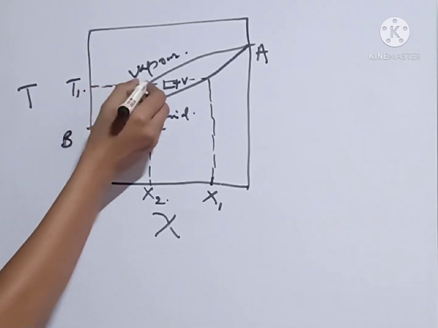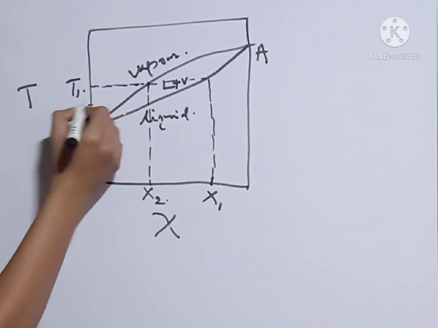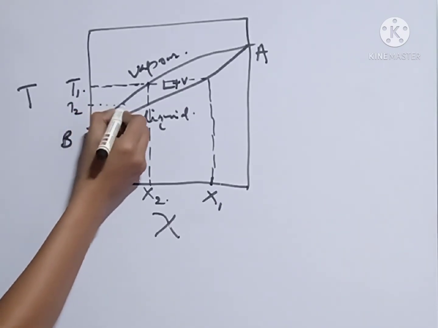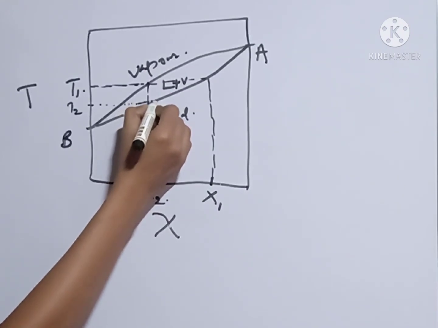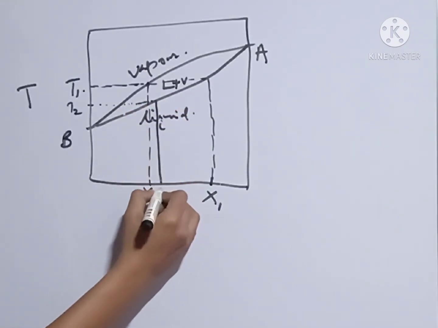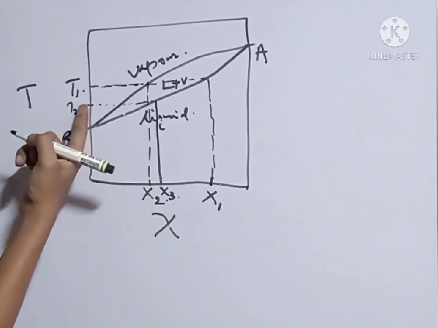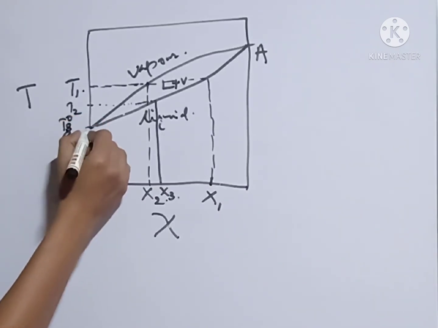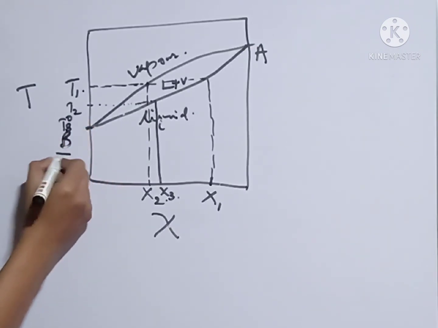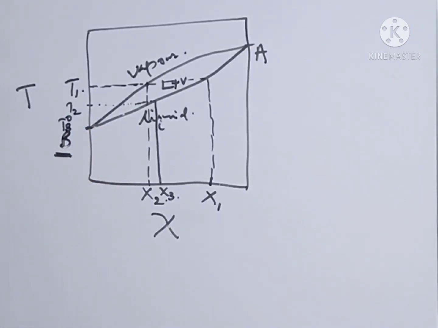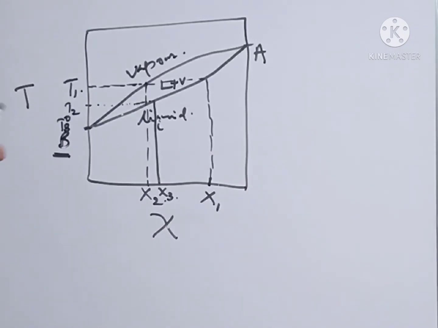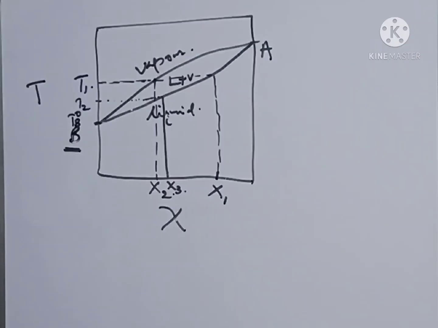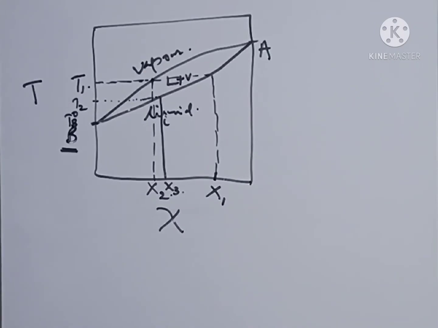Then if I cool this vapor to a temperature T2, it liquefies into another composition X3. If I cool again to TB0, then we can find the boiling point of the pure liquid B. So this is how we can find the boiling point of each composition and the boiling point of the pure liquids A and B from the liquid composition, vapor composition curve. So this is all about completely miscible binary liquids.